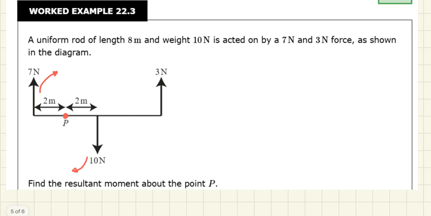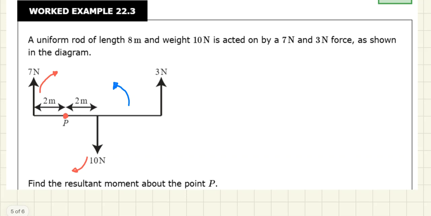But this one, 3 newtons, is going to be an anti-clockwise moment. So find the resultant moment. Basically, finding the resultant moment means which direction is it turning and with what force. I'll leave you to work it out. And so I think you've got it.